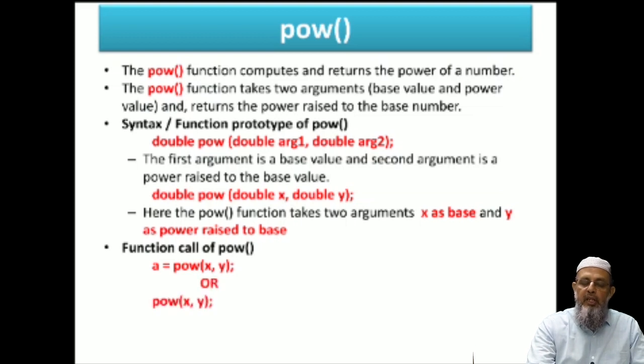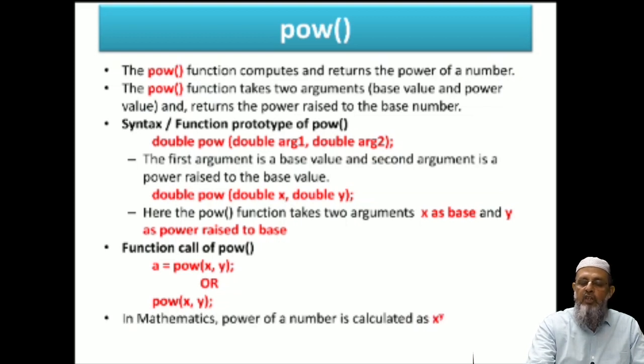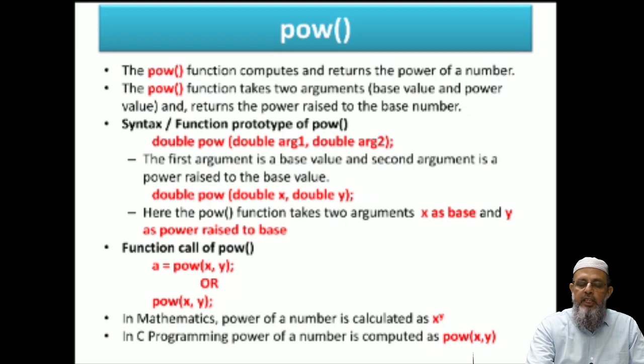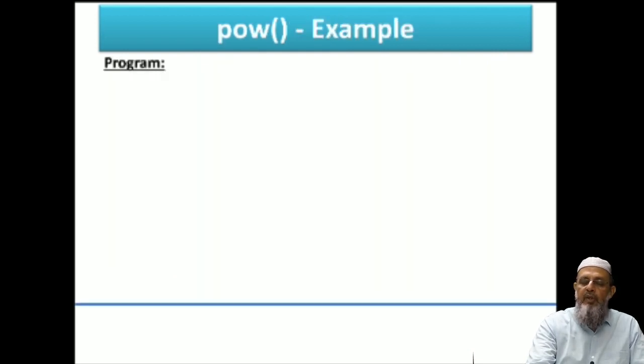Or simply we can use pow(x, y) directly in a printf statement, without assigning it to a second variable. In mathematics, the power of a function is calculated as x raised to y, and in C programming, the power of a number is computed as pow in parentheses x, comma, y, two parameters. The first one is the base value and the second one is the power value.